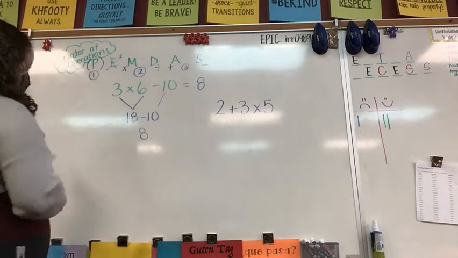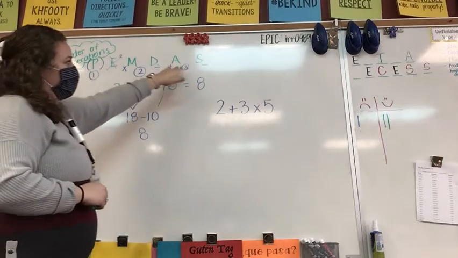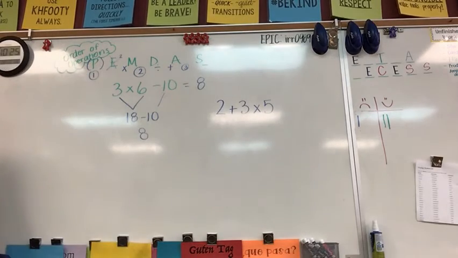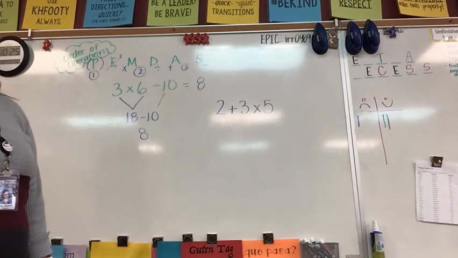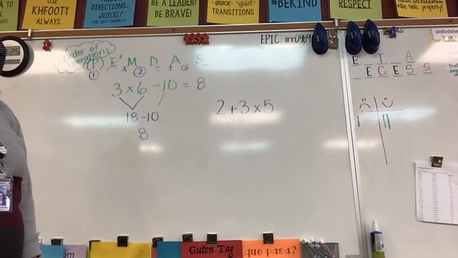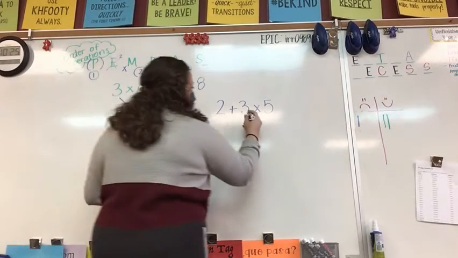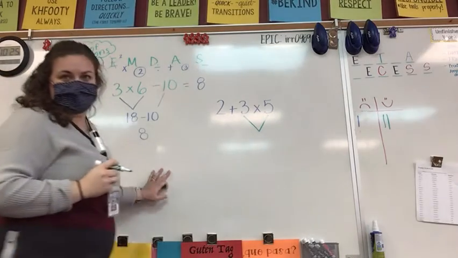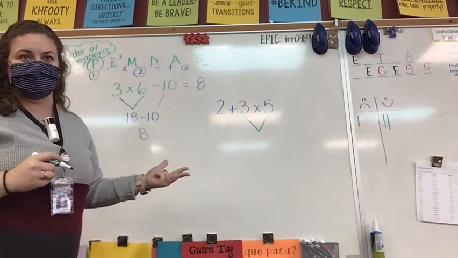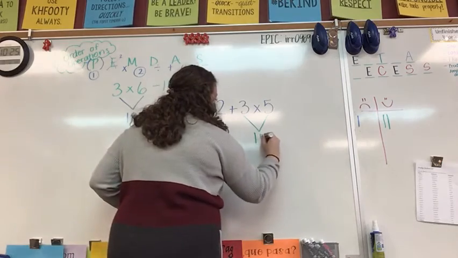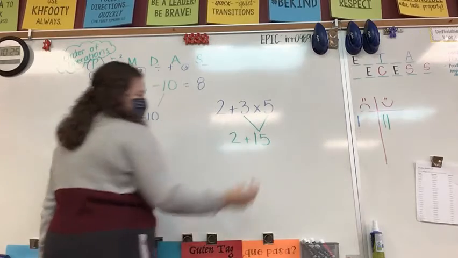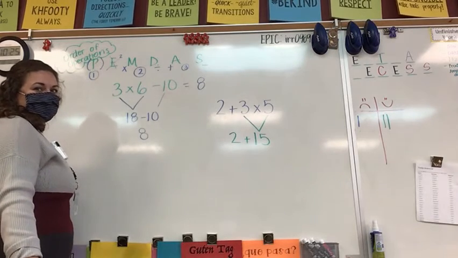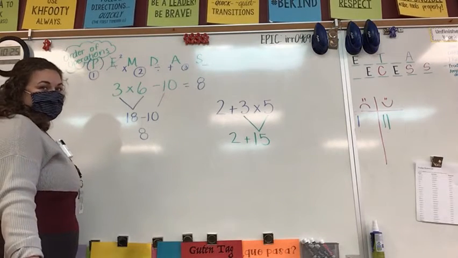Alright, Addison. If I'm going through parentheses, multiply and divide, and add and subtract, your first step is... Times 5. Yes, we're going to multiply first. So you're totally right. 3 times 5 is 15. Then what? Then we add 2. 17. And then that equals 17.